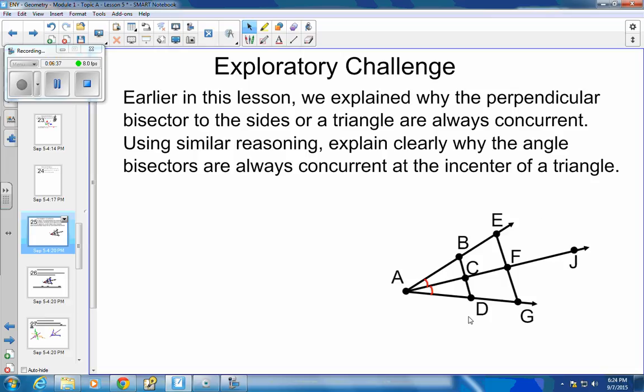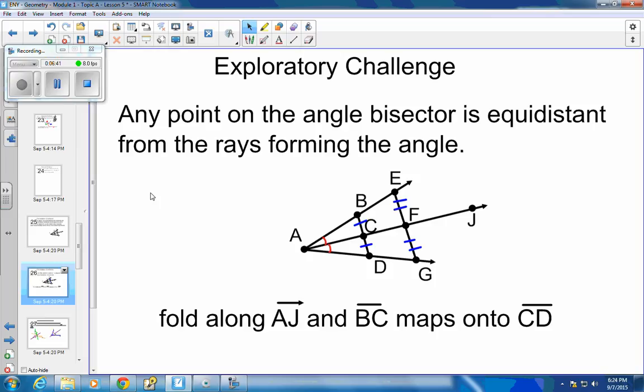So we're going to take those ideas with us and move forward with that thought. So that's pretty much what I just said here, that B to C and C to D are the same length, E to F and F to G are the same length.